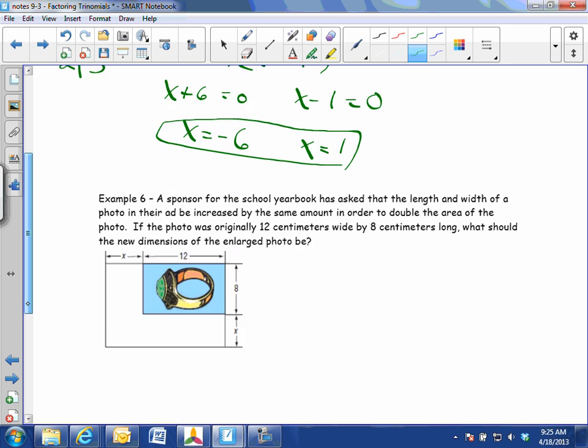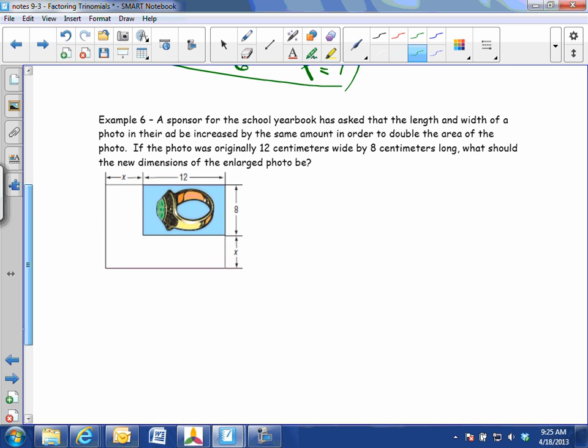Okay. Last one says a sponsor for the school yearbook asked that the length and the width of their ad be increased by the same amount in order to double the area of the photo. If the photo was originally 12 centimeters wide by 8 centimeters long, what should the new dimensions of the enlarged photo be? Okay, so you're going to draw a picture. The original photo is a 12 by 8.